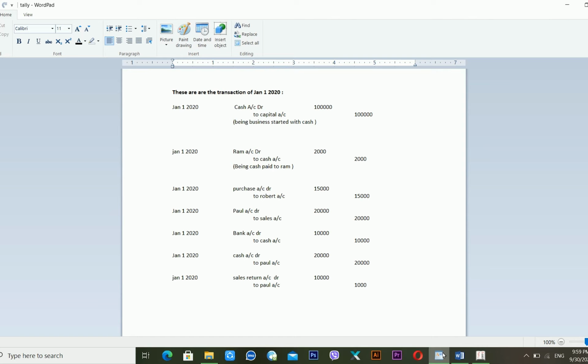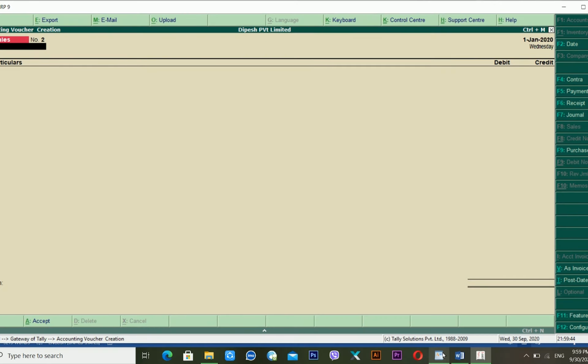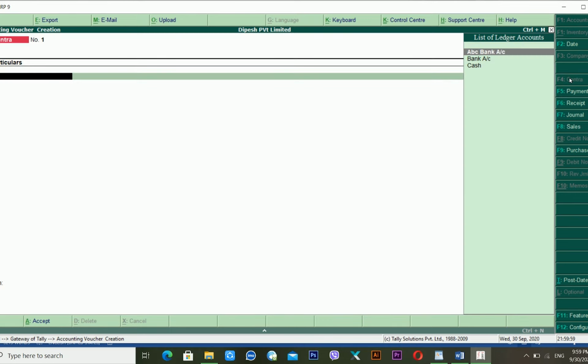Bank account to cash account. So it means we are depositing our cash into the bank. If there is a transaction related to the bank, in that case we have to use the contra voucher. To use the contra voucher, you just have to press the F4 button. Okay, so I am using the contra voucher.